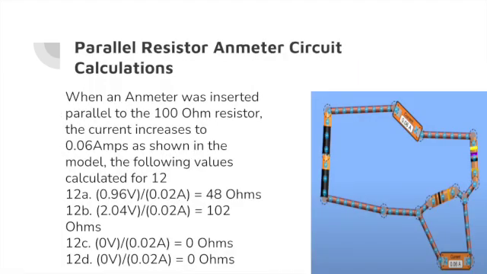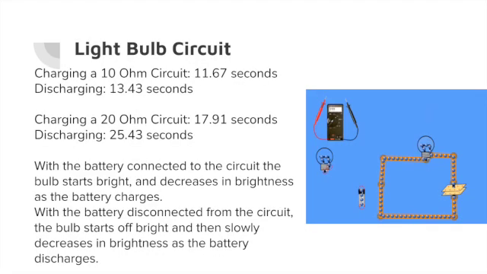Parallel resistor ammeter circuit calculations. When an ammeter was inserted parallel to the 100 ohm resistor, the current increases to 0.06 amps, as shown in the model, with the following values calculated for question 12. 12A, 0.96 volts divided by 0.02 amps gave 48 ohms. 2.04 volts divided by 0.02 amps was 102 ohms, and 0 volts divided by 0.02 amps was 0 ohms for both C and D.